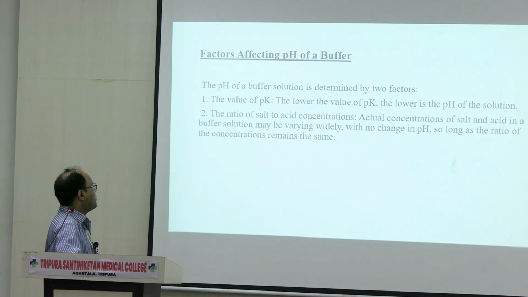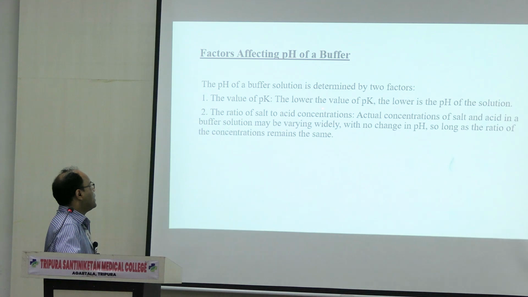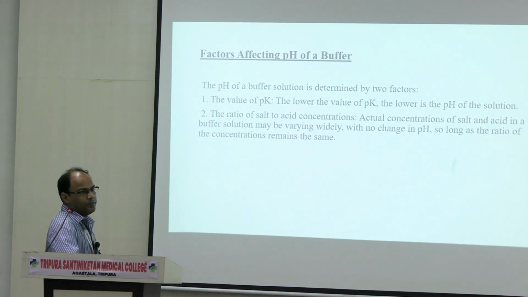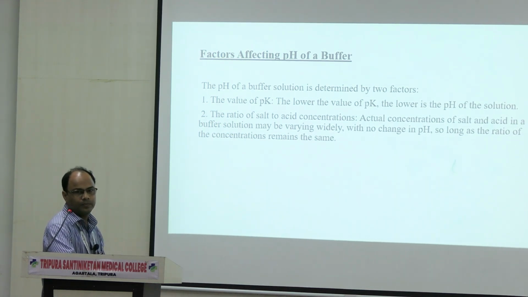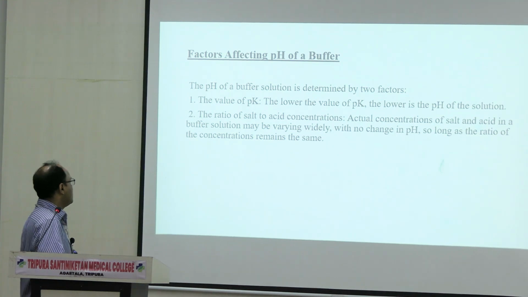Factors affecting pH of a buffer: the pH of a buffer solution is determined by two factors. One is the value of pK. The lower the value of pK, the lower is the pH. The best pK value should be around 7.4. Okay. The other is the ratio of salt to acid concentration. The actual concentration of salt and acid in the buffer solution may vary widely with no change in pH, so long as the ratio of concentration remains the same.